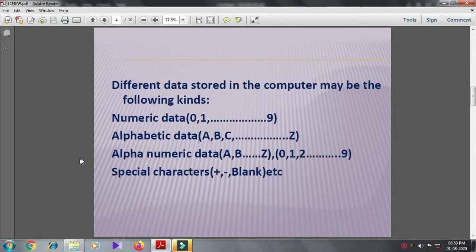Different data stored in the computer may be numeric data such as 0, 1, 2, 3 up to 9, alphabetic data, capital A, B, C, D up to Z or small letter a, b, c, d up to z, then alphanumeric data A, B, C, D up to Z and 0, 1, 2, 3 etc. up to 9. Then special characters: plus, minus, slash, blank, space etc.